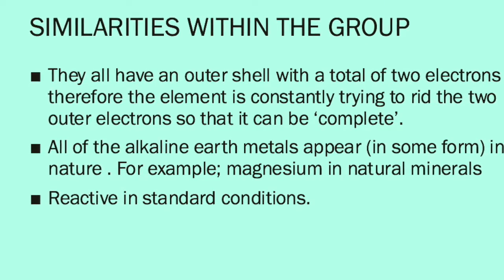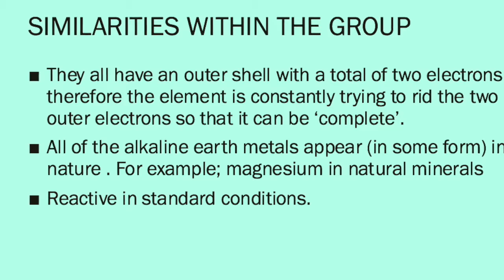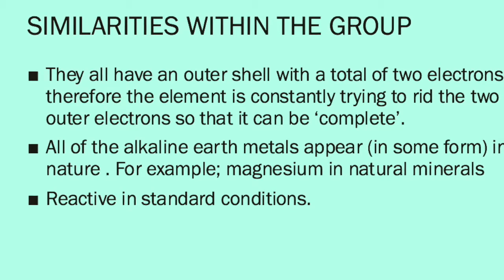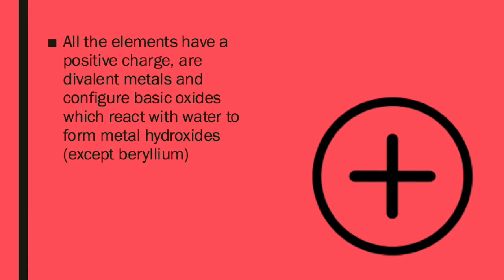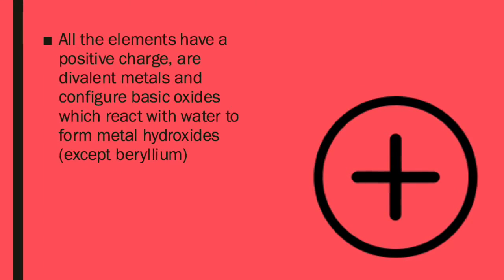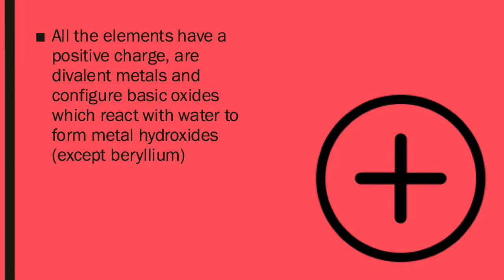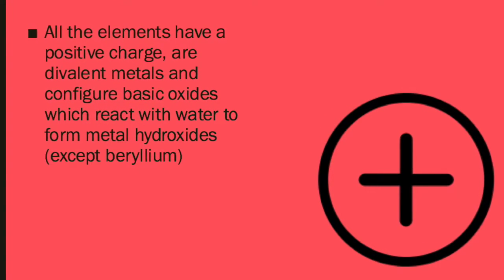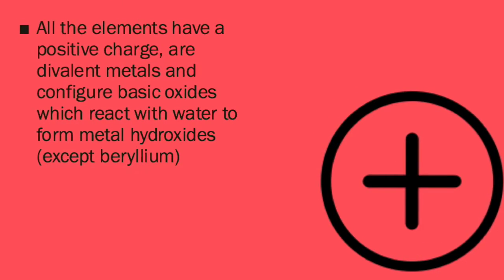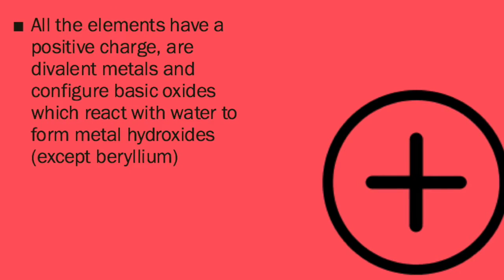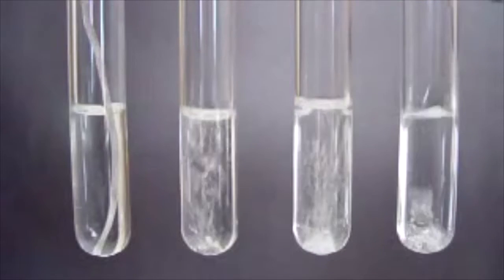Each of the alkaline earth metals is quite reactive in standard conditions, being a temperature of 0 degrees Celsius and a standard pressure. All the elements have a positive charge and are divalent metals, meaning they have a valency of 2 chemical bonds, and can form basic oxides which react with water to form metal hydroxides, except beryllium, which has a protective oxide layer preventing reaction.